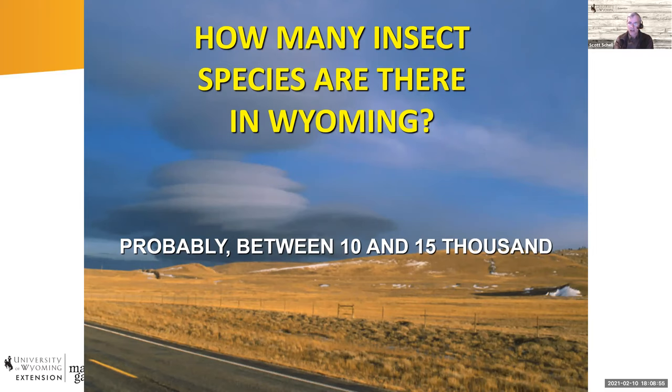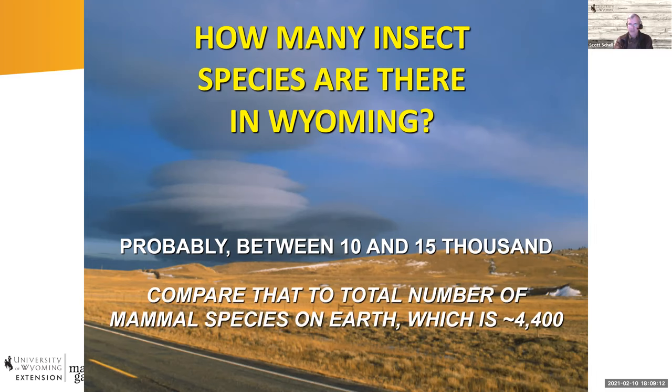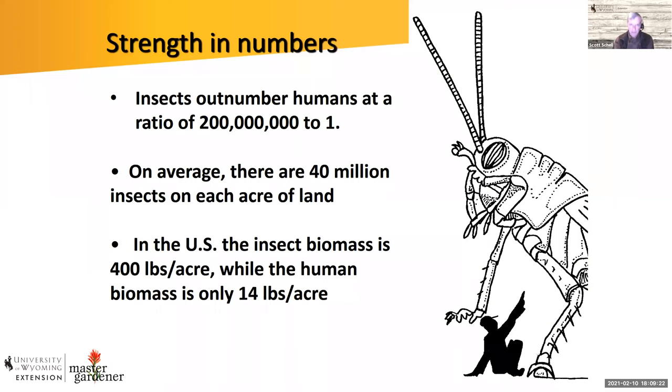Although we are finding, as researchers do some genetic analysis of what we thought were one species, we've lumped things together and they can be genetically different, even though they physically resemble each other. But again, just to give you a sense, here in Wyoming, we probably have about three times the total diversity of insects as there are species of mammals on Earth. So it's certainly something to keep aware of.